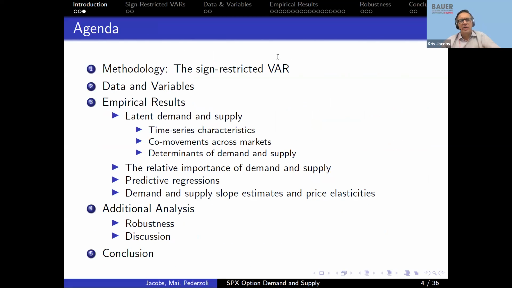Okay, so here's the agenda. I'm going to zoom through this. I'm just going to talk a little bit about sign restricted VAR, because my guess is that many of you have not used that tool before. Very briefly talk about the data because we got a lot of questions about the data. Then I'm going to show you the results, and then I'm going to glance over the robustness results because I'm going to refer to the paper for that, but then I'm going to try to discuss some of the results.